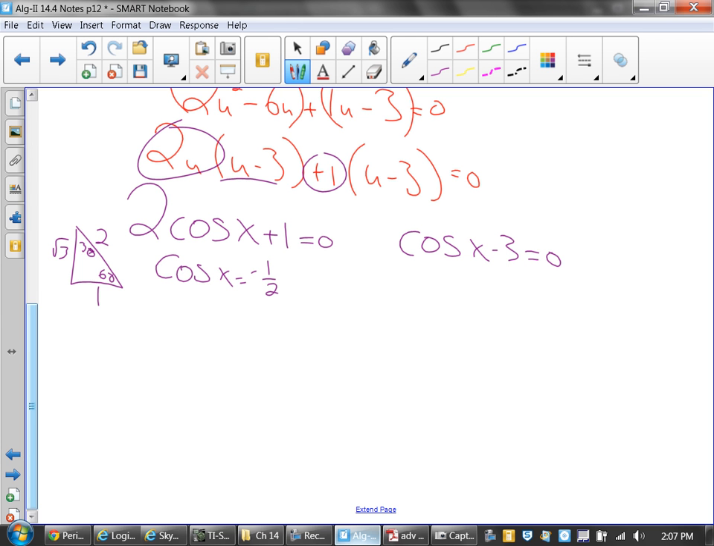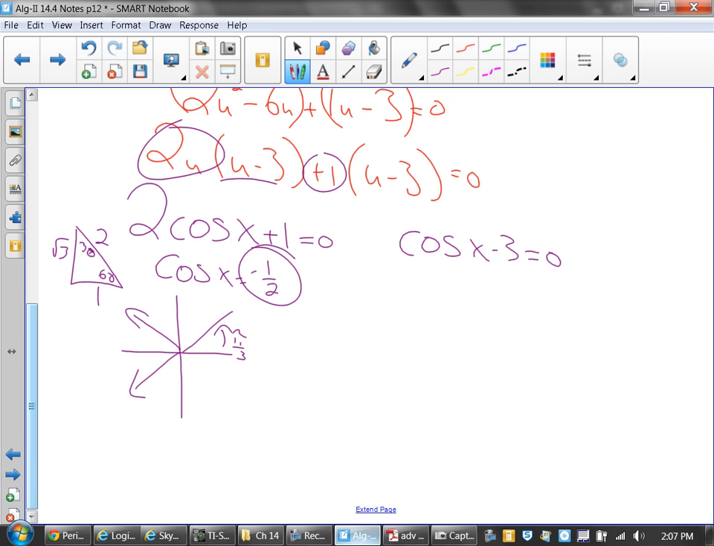Which one of those angles gives me a cosine of a half? The 60. So what is that in radians then? Pi over 3. So our reference angle is pi over 3, and I'm looking for cosine to be negative. Which two quadrants have cosine negative? 2 and 3.